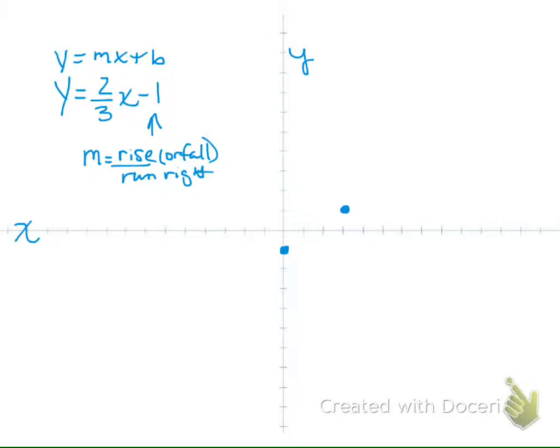After I plot my 2 points, then I can connect them with a line that passes through them, going in both directions here. And there I've graphed the line. Now let's also review some concepts with inequalities.